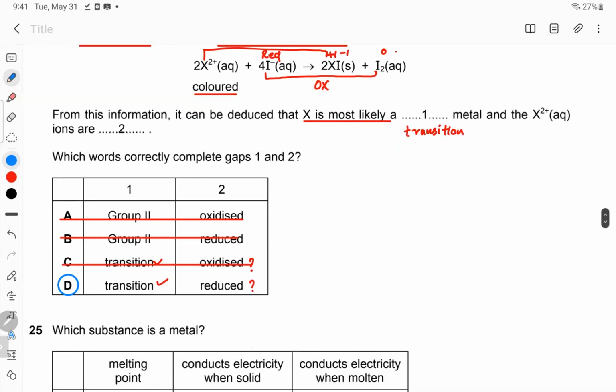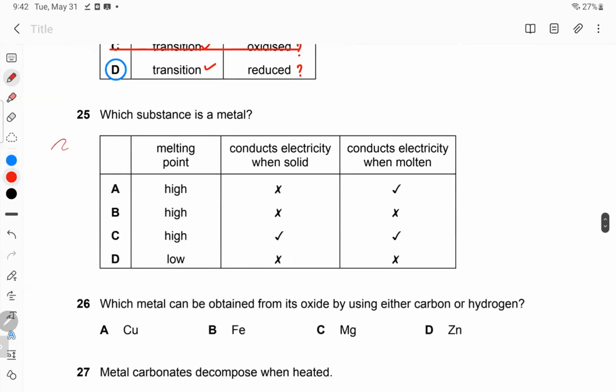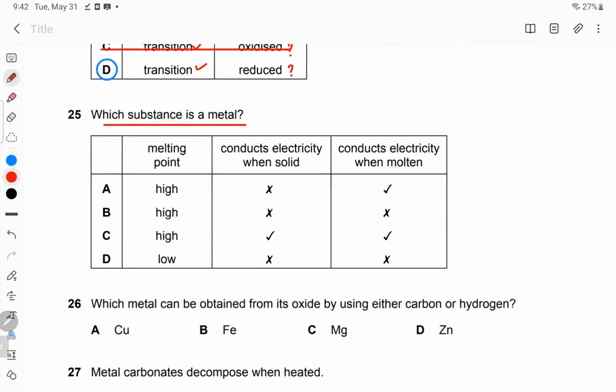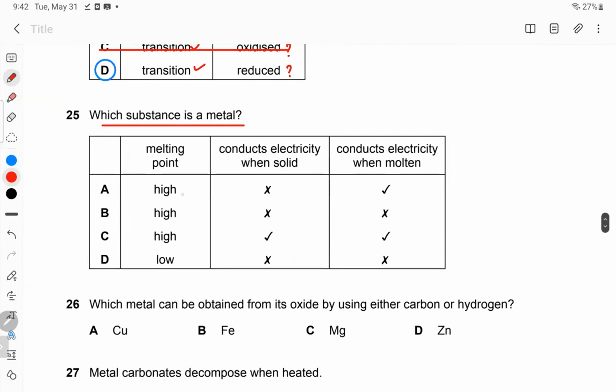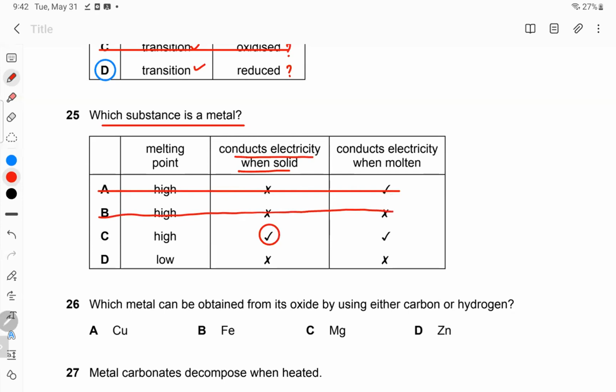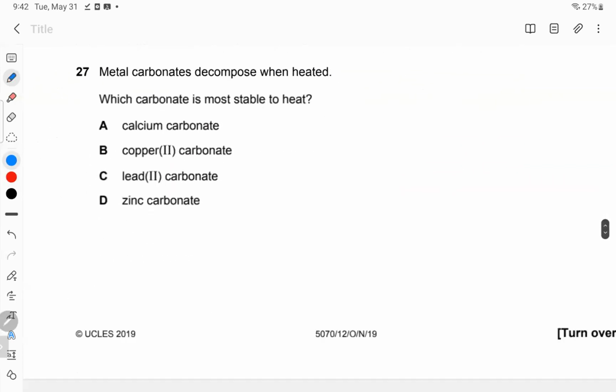Now question number 25. Which substance is a metal? Okay. Conducts electricity when solid. So here all the metals do conduct electricity in the solid state, and we are observing over here a tick in the C part, which means A is wrong, B is wrong, and D is wrong. So the C option is the correct option. Is everyone clear up to here? Yes, sir. Okay.